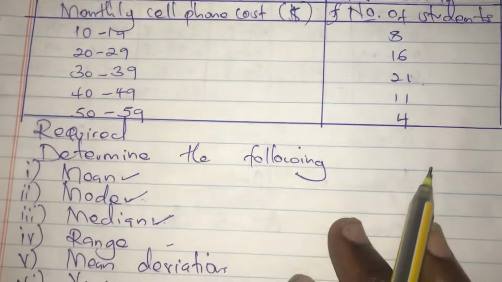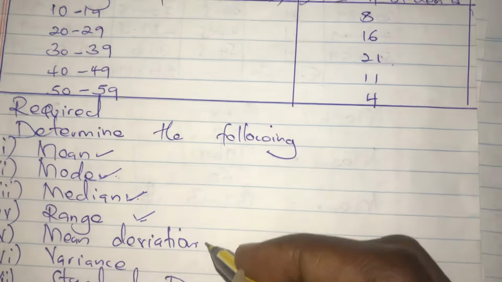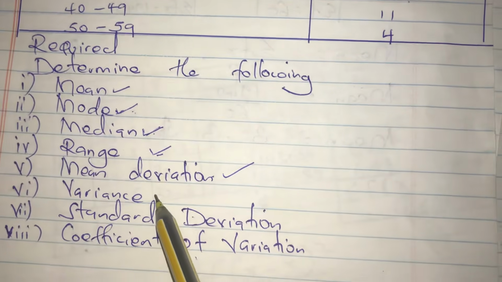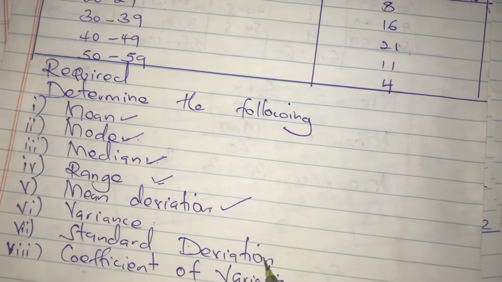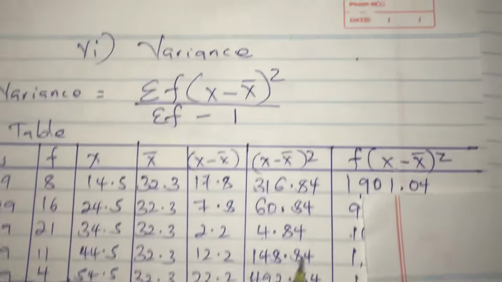We are still handling group data. In the previous video we managed to handle range and then mean deviation. So in this video we are going to look at variance and then standard deviation. We are using the same question. So we start with variance.